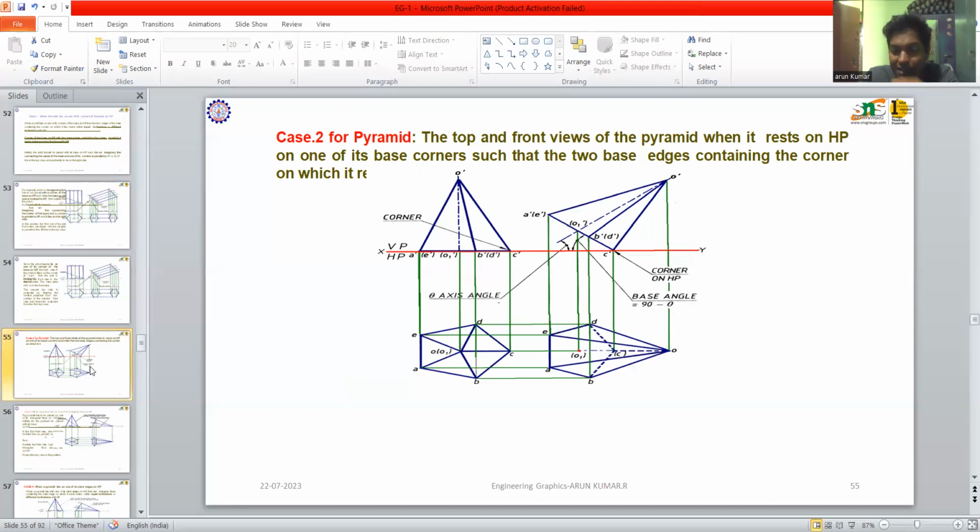We are getting the pentagon shape. Then O dash is also projected from the center. We are getting the final view. What is the final view? It's a pentagonal pyramid. So according to the conditions of the pentagonal pyramid, I get the final view of the pentagonal pyramid. Thank you.